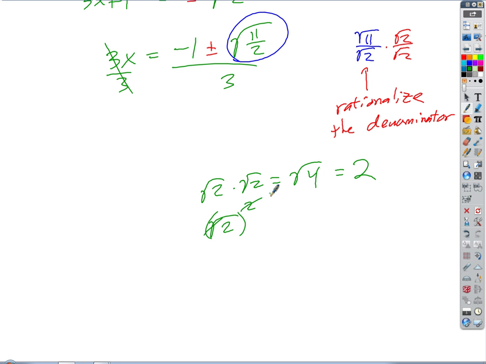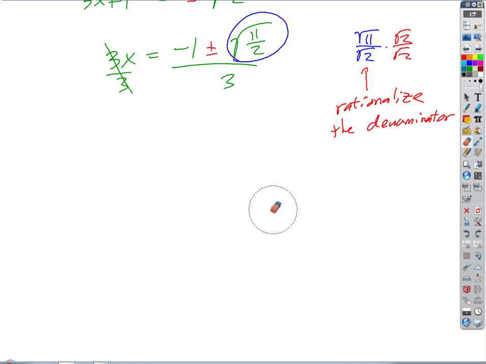Either way, though, what we end up with is x equals -1 plus or minus... On the top I'd get, what would I get on the top, by the way? Yeah, square root of 22. And there's no perfect square factor of 22, right? So we have to just leave it as the square root of 22 over 2.